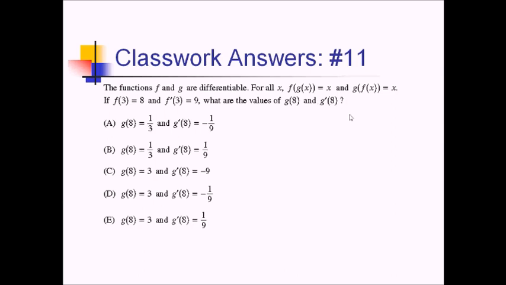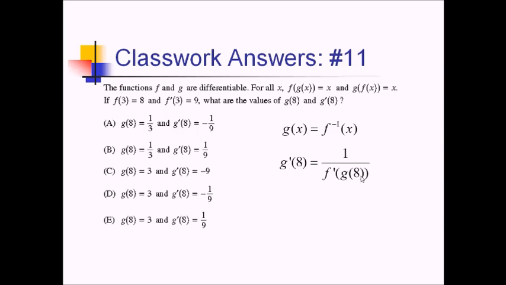So the key here is realizing that based off of these two equations here, g is f inverse, which means that if I'm taking the derivative of g, I need the derivative inverse formula, which is going to be, in this case, 1 over f prime of g of 8. Okay, well, what's g of 8?